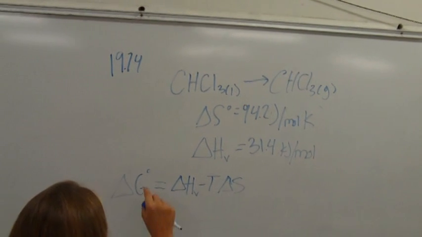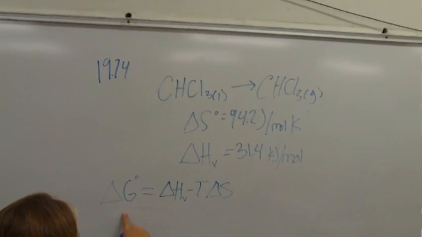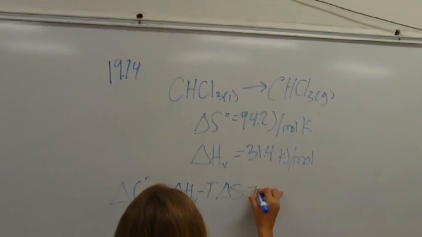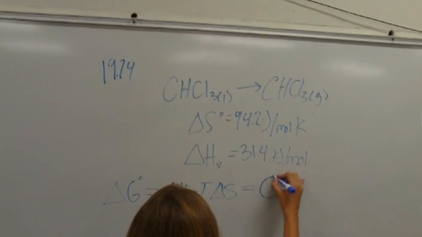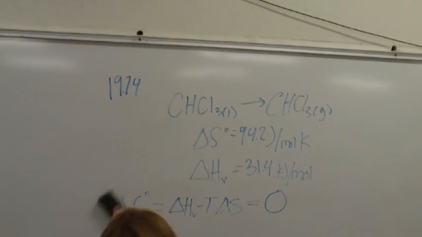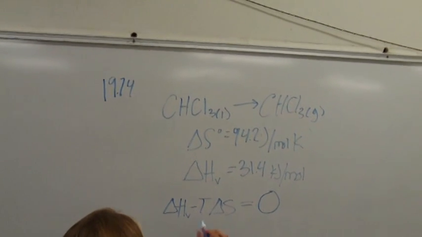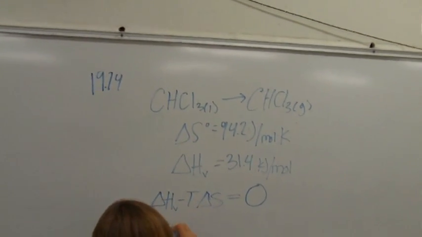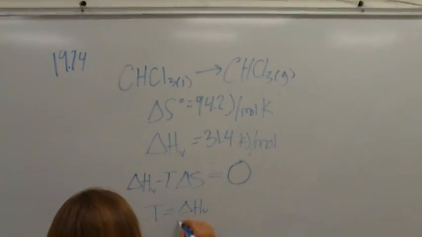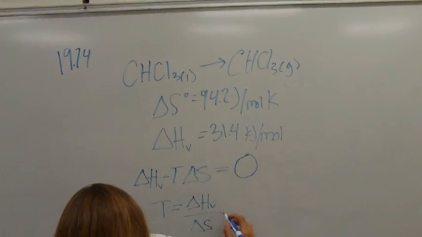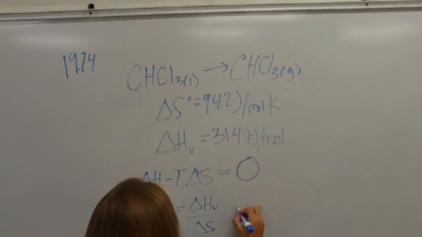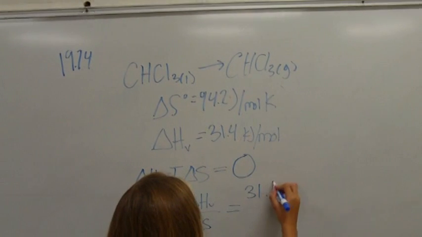So we realize that at equilibrium, which would be when this is occurring, delta G is equal to 0. So we can go ahead and set this equal to 0. And now that we have it equal to 0, we can solve for our temperature, which is what we're looking for. So when we do that, we get temperature equals delta H over delta S. And those are what they gave us. So we can just plug those in.